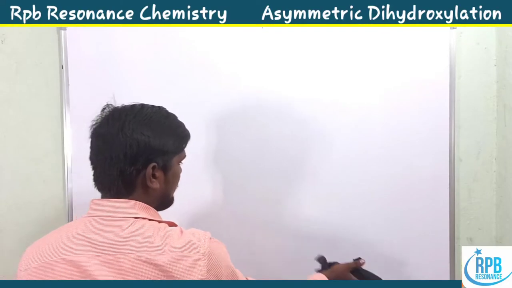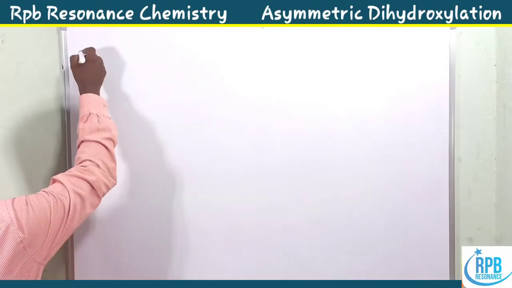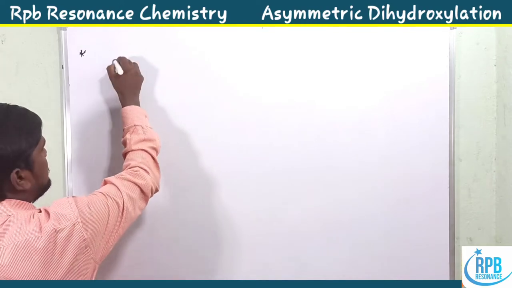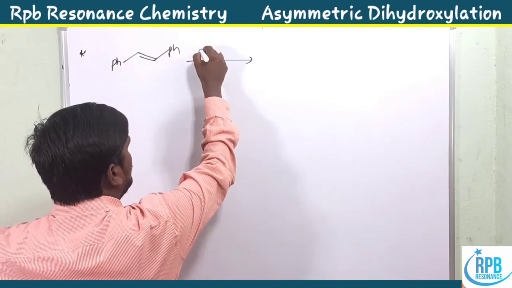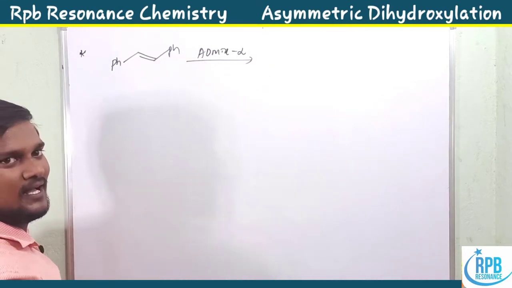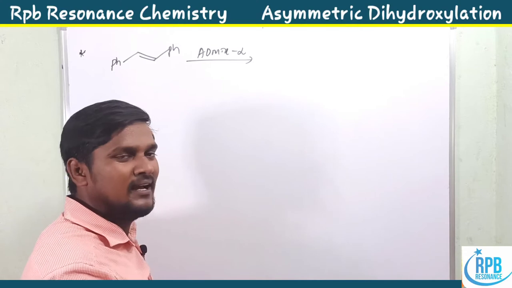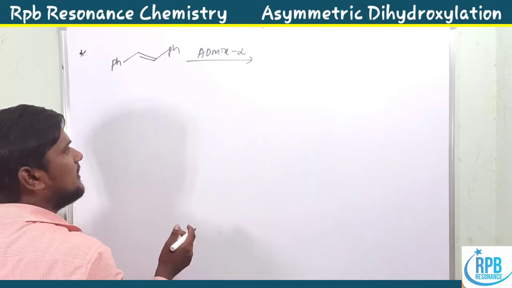Okay, it is a very easy topic, but it carries more weightage in highly competitive exams. So now the first example, phenyl. We will take the AD mix alpha, that is osmium tetroxide, ligands as well as co-oxidant, based on DHQ taken twice, PHAL.